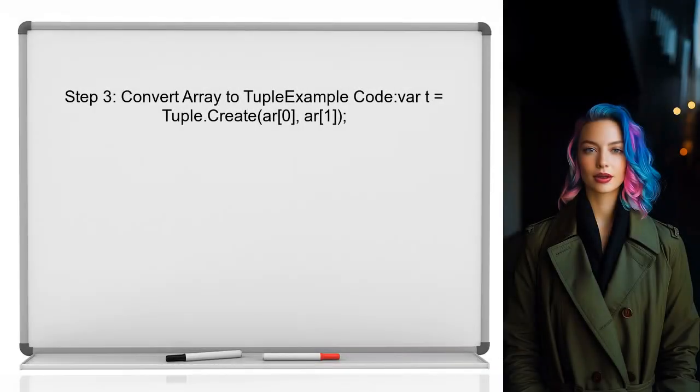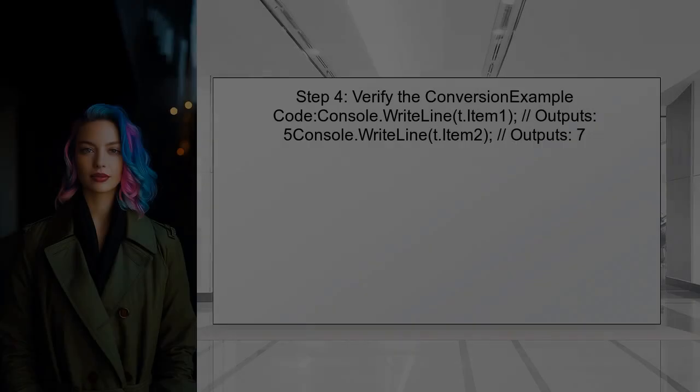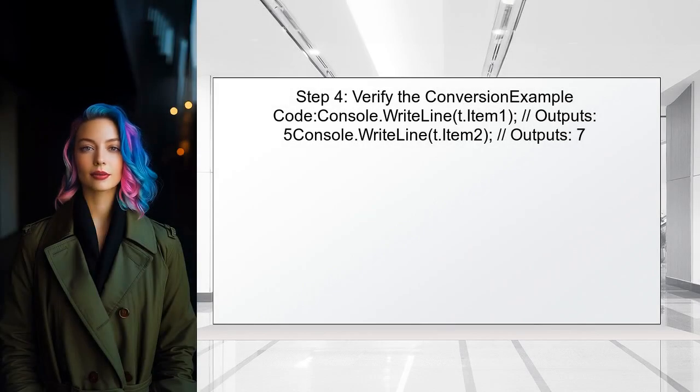Now the user can convert the array to a tuple. This can be done by directly accessing the elements of the array and passing them to the tuple constructor. Finally, the user can verify the conversion by printing the tuple values to the console. This will confirm that the array has been successfully converted to a tuple.